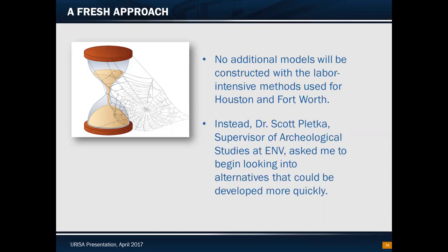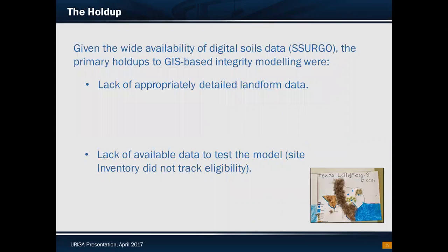And I began to look at how to approximate the hand mapping I'd been doing inside the GIS system. There were really two problems with that. The first was that I couldn't figure out a method, and I looked a lot, that would produce the type of landform data that I was comfortable with using. With Caleb's efforts to the contrary. And the second issue was that there wasn't really available data to test the model.